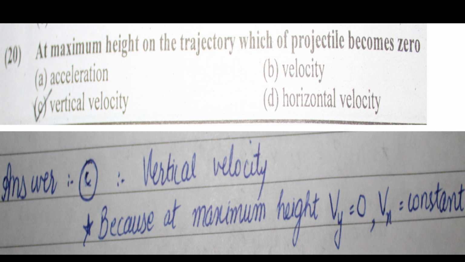Our last question is, at maximum height on the trajectory, which component of velocity of a projectile becomes 0? Now, because at maximum height Vy is equal to 0 and Vx is constant, the projectile's Vy is going to be equal to 0 at maximum height. That is the vertical velocity, option C.